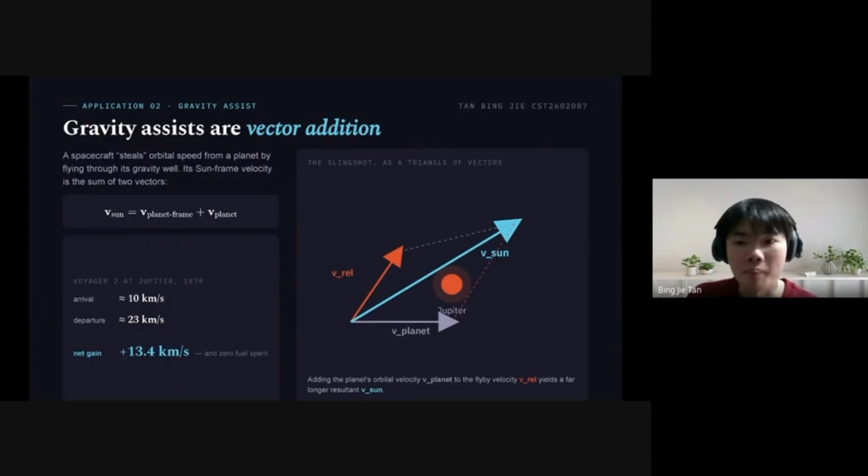Here is a real example. In 1979, Voyager 2 flew past Jupiter. It arrived at about 10 kilometers per second and left at about 23, a net gain of 13.4 kilometers per second, all of it for free. The planet's gravity did the work, and the bookkeeping was just adding two vectors.